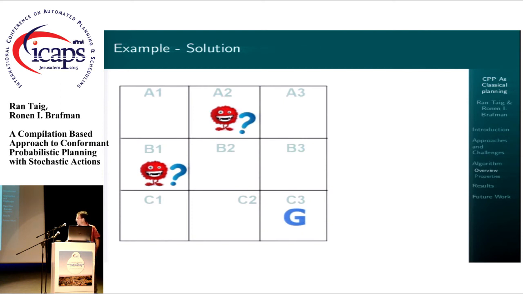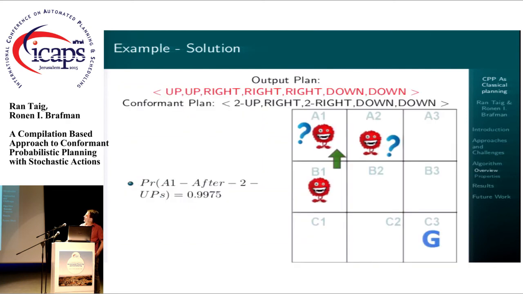Going back to our example, we are now left with a simple conformant planning problem. We have two possible initial locations. We need to bring the monster to the goal. And the output plan, the plan that we return, is this plan: going twice up, 3 times right, 2 times down. It is based on a conformant plan, which means that we repeat up twice, then we do a signal right, then we use a repeatable action of 2 rights and going twice down.